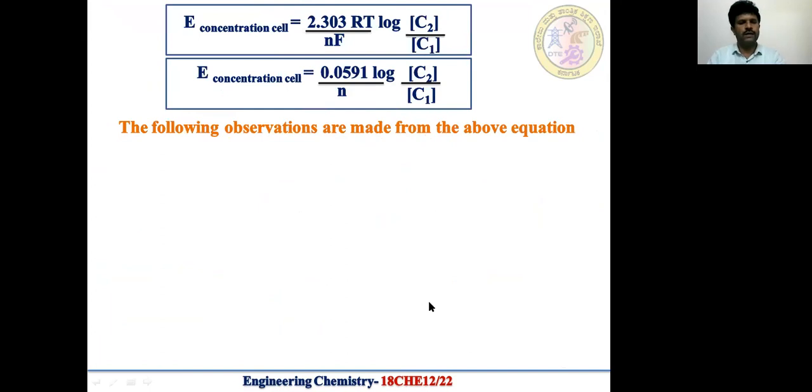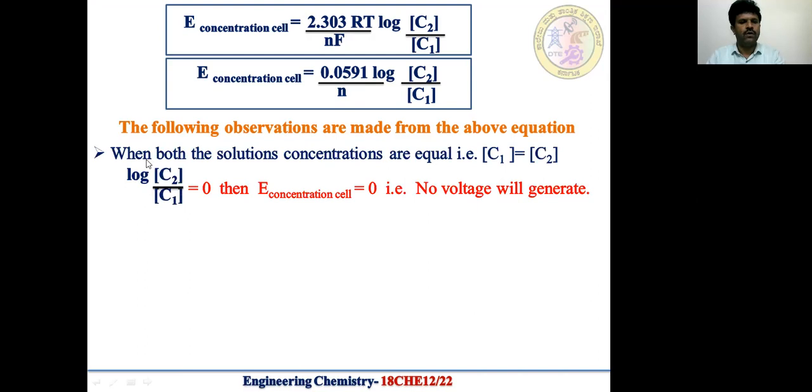If we look at this equation, some observations can be made. When both solutions' concentrations are equal, that means when C1 and C2 are equal, then log C2 divided by C1 becomes 0. Hence, this term becomes 0, and the EMF of the concentration cell becomes 0. That means no voltage will be generated if C1 is equal to C2.